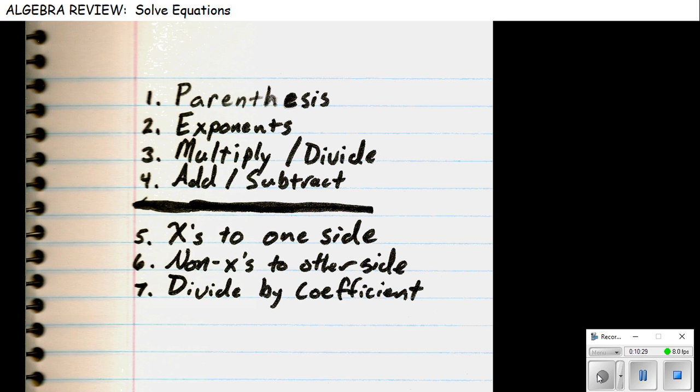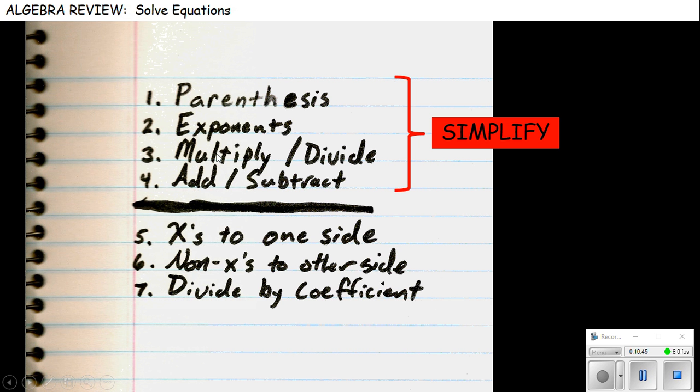As our problems get more complicated, it may be useful to keep a list like this one of all the steps that you can take to solve these problems. Here we have the order of operations, which is parentheses, exponents, multiply and divide, add and subtract, which is essentially what we talked about before as simplifying. Parentheses and exponents have no change from when you first learned them, but multiplication and division now includes distribution. And when we talk about adding and subtracting, we're talking about adding and subtracting like terms.